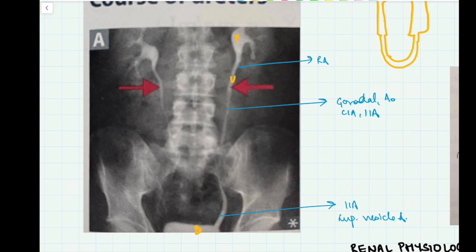And the most common sites of ureteric obstruction would be the ureteropelvic junction, then the pelvic inlet, and finally the ureterovesical junction. That is PUJ, then the pelvic inlet, and UVJ. That's very simple.